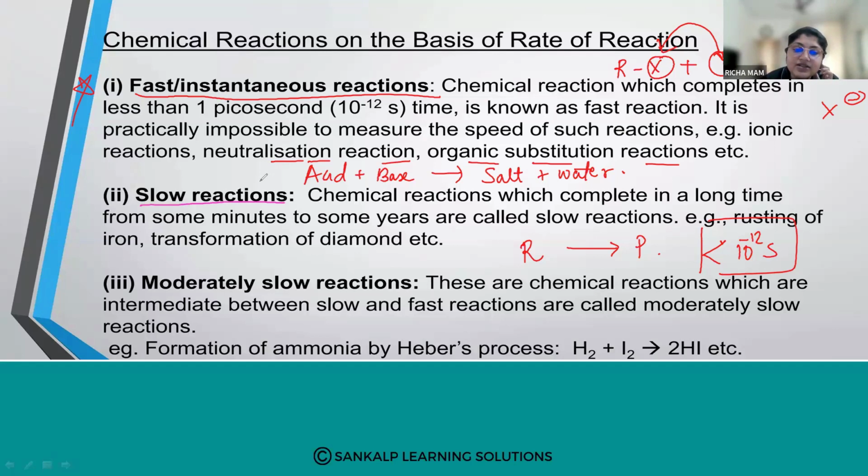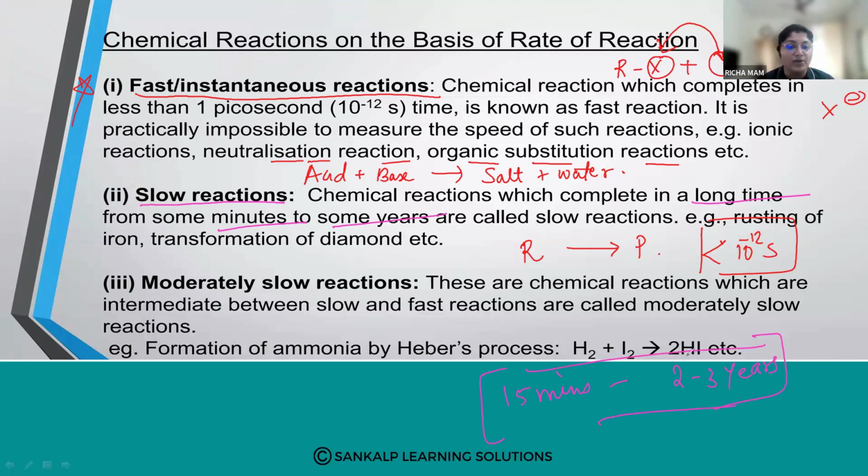Slow reaction means what? The chemical reactions in which the reactants react to form the products, and the reaction takes a very long time to complete. Suppose from some minutes to maybe some years. So the reaction may complete in maybe 15 minutes, or sometimes 2-3 years. Such reactions are called slow reactions.